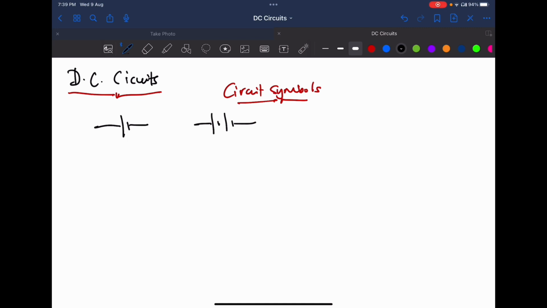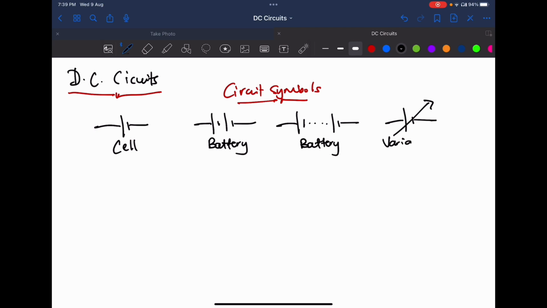If this is a battery, and what is this? Okay. How about this? And this. Okay. So this is a cell. This is a battery. This is also a battery. And this is a variable power supply.